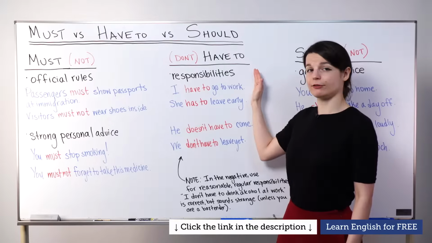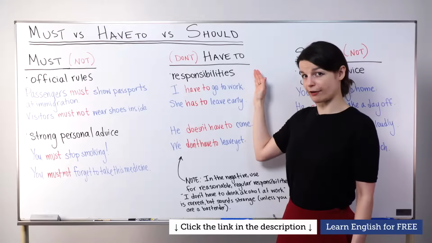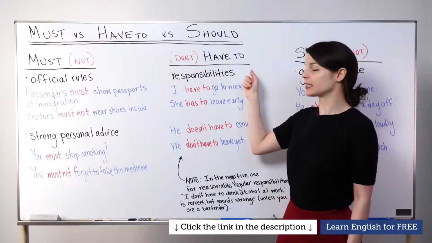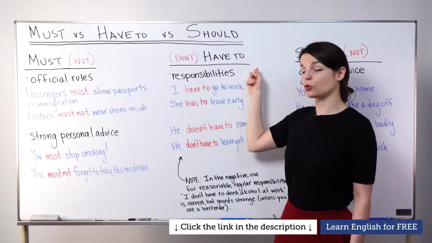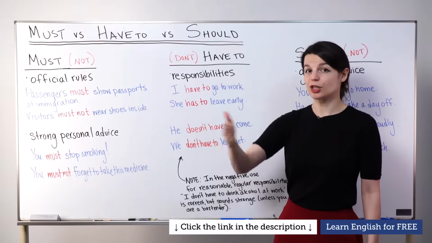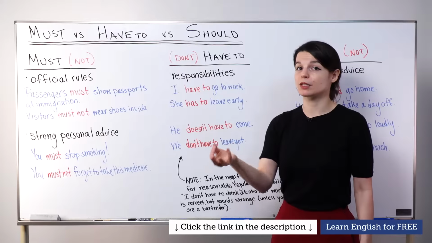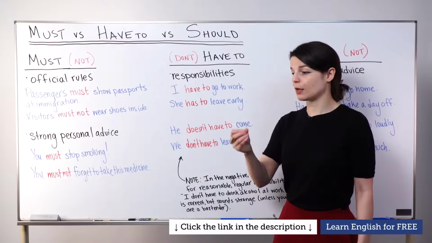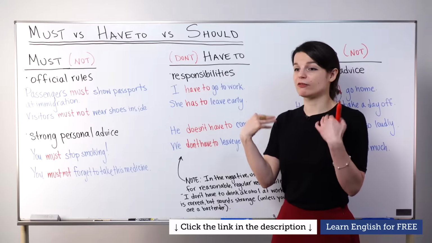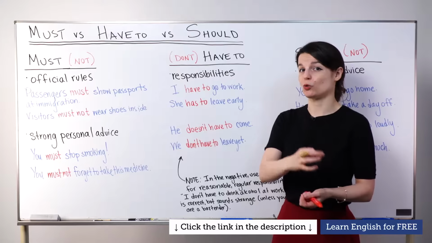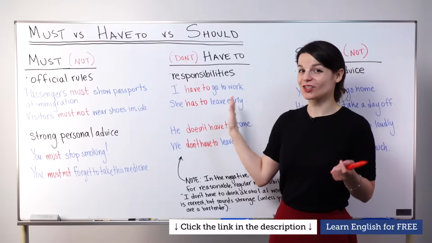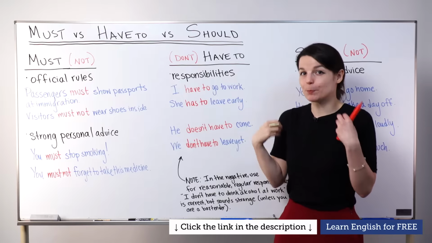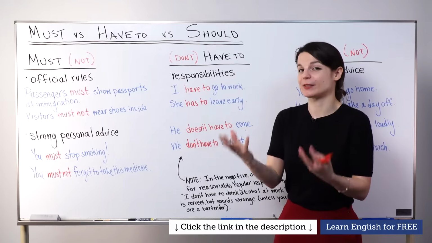We use have to and the negative don't have to talk about responsibilities. So this can mean school responsibilities, work responsibilities, relationship responsibilities, family responsibilities, the things that we have some kind of obligation to do. So in many cases, we don't want to do these things, but there's some need, there's some responsibility.